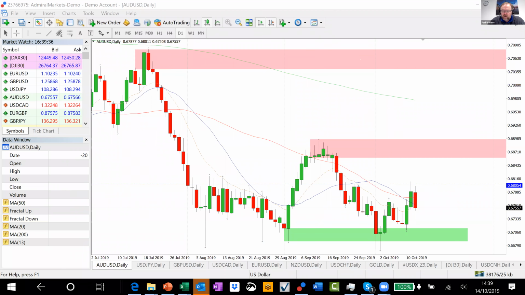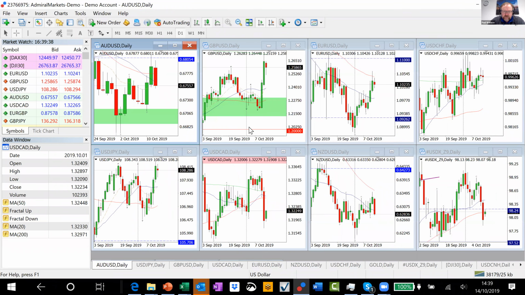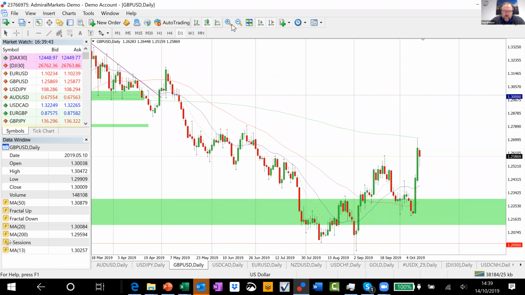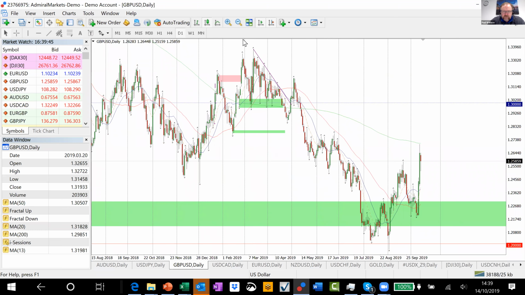So that was the Aussie against the US dollar, but let's have a little look at a few of the others. I'll probably go with pound against dollar. So let's zoom out here, and maybe zoom in a little bit.